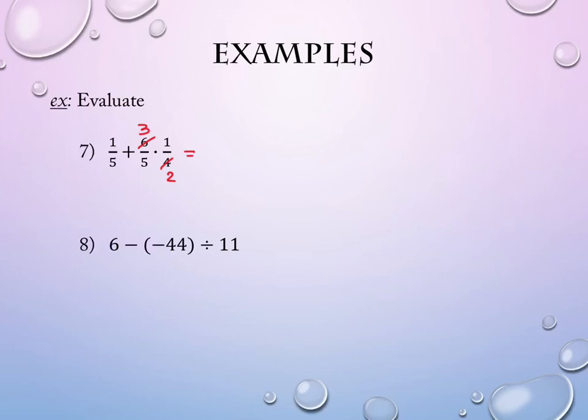For right now, all I'm going to do is rewrite the 1/5 at the beginning and the addition sign in between. And then we're going to multiply straight across. So 3 times 1 is 3. And then on the bottom, I have 5 times 2, which is 10. Okay, so we definitely did the order of operations in the right order. We multiplied before we added.